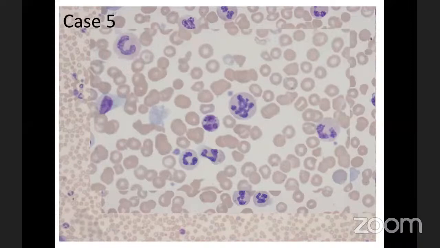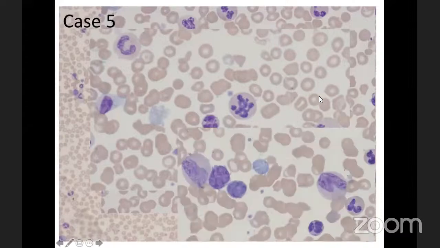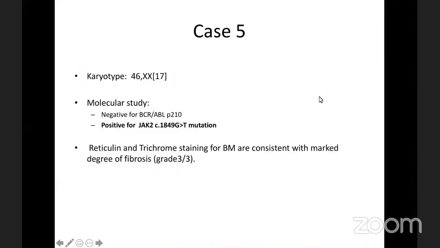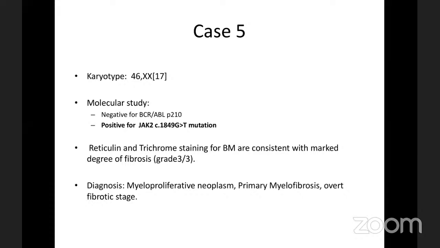So most likely this is an MPN case, a myeloproliferative neoplasm, and you need to do a bone marrow to confirm this. This is a case of primary myelofibrosis. The bone marrow shows increased fibrosis, grade 3 out of 3 by reticulin and trichrome staining. Molecular testing shows JAK2 positivity and negative BCR-ABL, and the karyotype came back normal. So the patient was diagnosed as MPN, primary myelofibrosis, overt fibrotic stage.